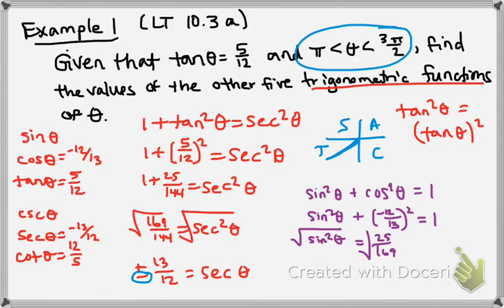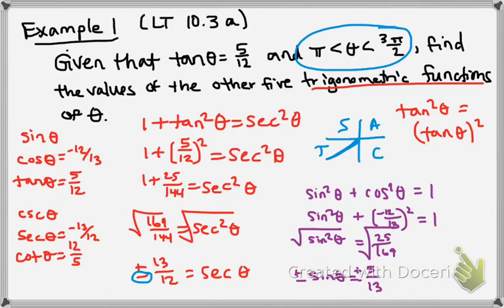Now we go ahead, just like before, and take the square root. So I get the sine of theta is equal to, and now remember I can just go ahead and do the square root of top and bottom. So square root of 25 is 5, square root of 169 is 13. Then again, it is a plus or minus.